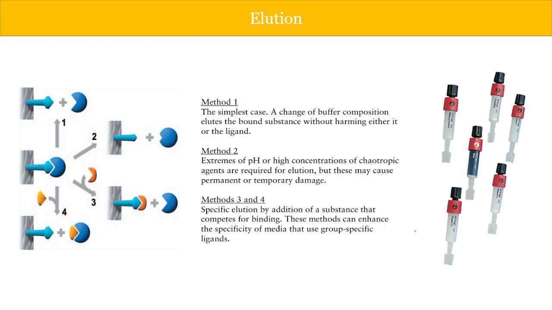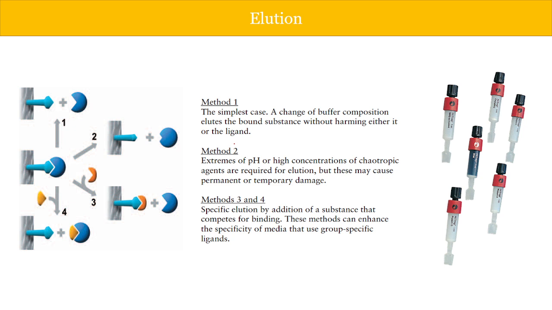Okay, what we have next? Okay, now we will be coming to elution. So what is the first case of elution? So the first method is the simplest case. A change of buffer composition elutes the bound substance without harming either it or the ligand. So this is the simple case where if you are using a different kind of buffer, then it will help you in the elution process.